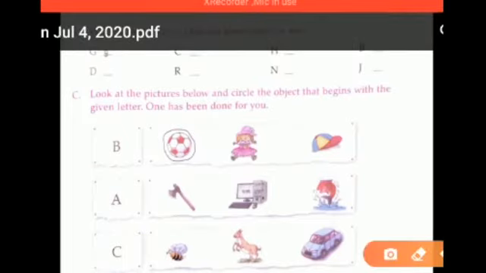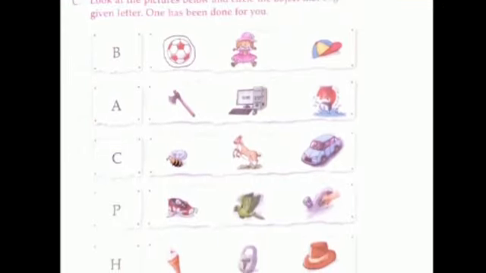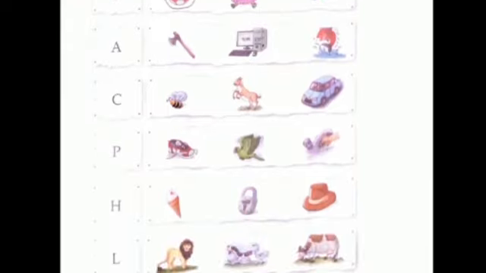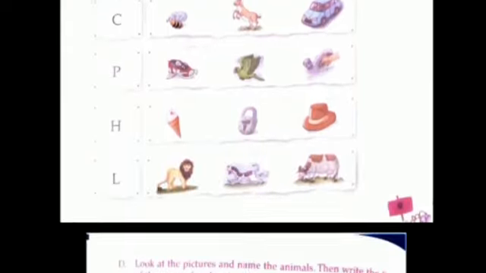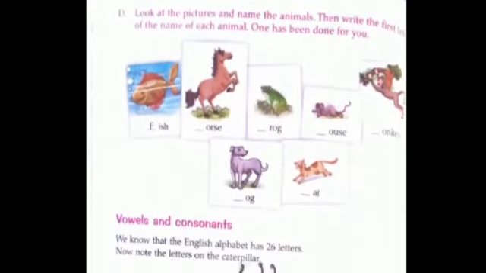So move on to next, that is A. So A for axe. So you have to make a circle out here. Okay, in a similar way you have to do all the exercises like C for car, P for parrot, H for hat, and so on. Okay. Now move on to next, that is D.